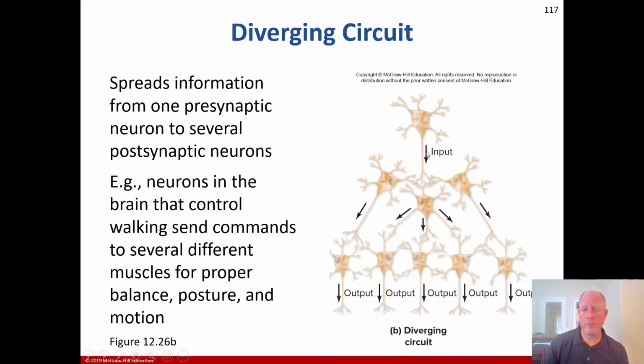A diverging circuit has one input and multiple outputs. So we have one presynaptic neuron to multiple postsynaptic neurons here. We get spreading of information from one presynaptic neuron to several postsynaptic neurons, like the neurons in the brain that control waking and send commands to several different muscles for proper balance, posture, and motion. Okay.